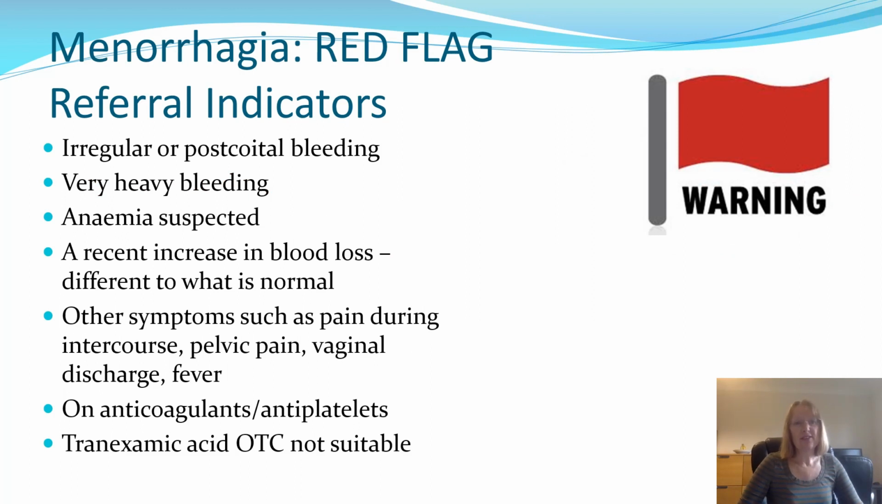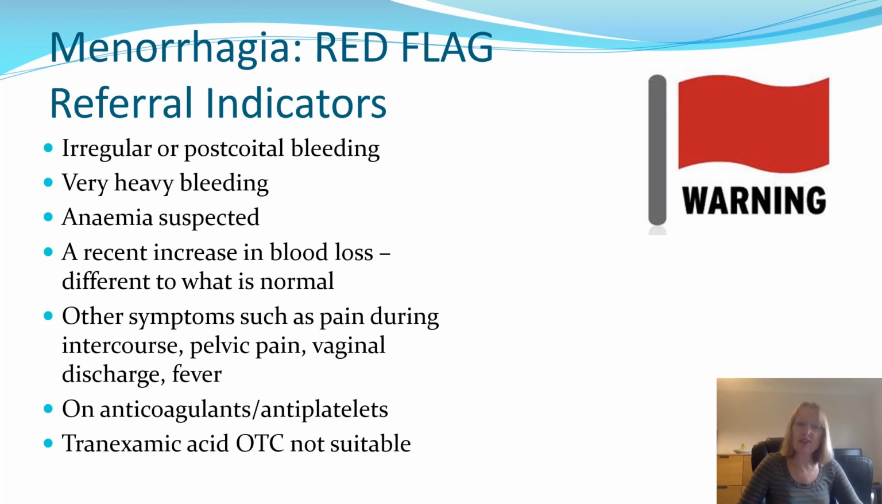So red flags. So what have we got? So irregular or postcoital bleeding. Postcoital bleeding is when you've had bleeding after sex. So this is bleeding between your periods as well as at them. And if it's really heavy bleeding, then somebody should be referred. If anemia is suspected, so somebody who's losing that massive amount of 500 mils every month may have developed anemia and they need to be referred.